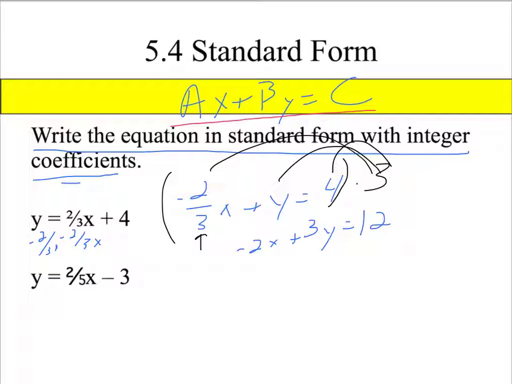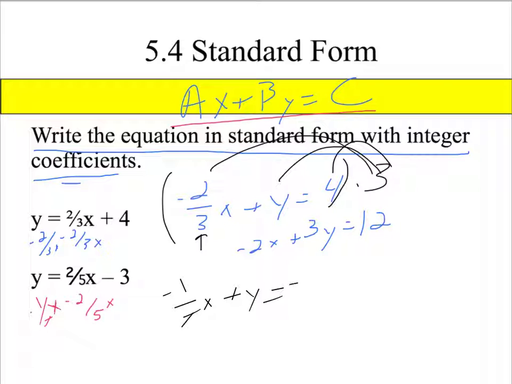Next one. Same idea. I want to bring my x's over to the y, so I subtract 2/5 x on both sides. Okay, minus 2/5 x. That is an x right there. Okay, so now on that left side, I now have negative 2/5 x plus y is equal to a negative 3. So I have my equation here.